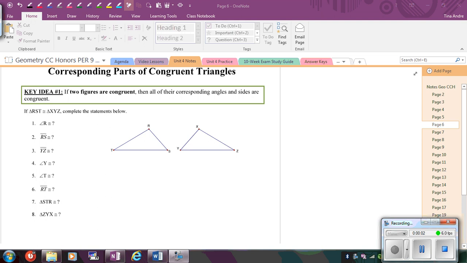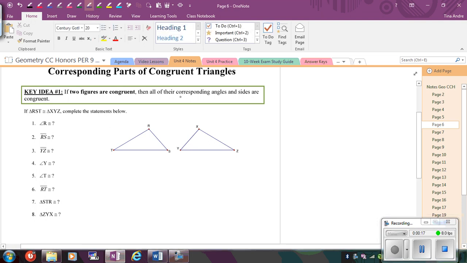In this lesson, we're going to learn about corresponding parts of congruent triangles. So if two figures are congruent, then all of their corresponding angles and sides must also be congruent. What's important here is that the corresponding angles and sides are congruent if the two figures are congruent. That really means that the angles and sides that match up, or are in the same position, are the ones that are congruent.